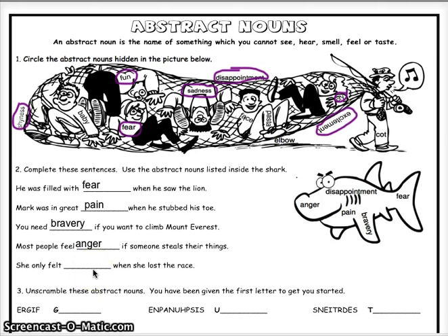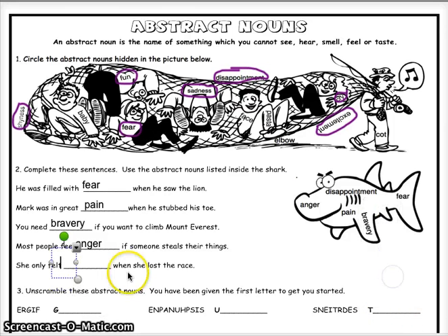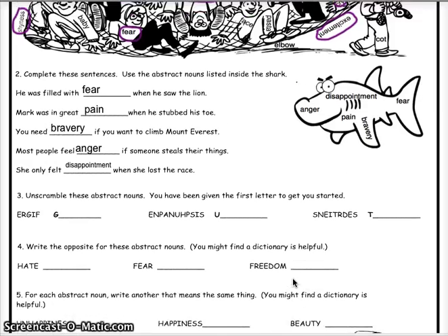Last sentence. She only felt blank when she lost the race. Well, our last one is disappointment. And yes, you can feel disappointment, but you can't touch it. So that is an abstract noun. Get that a little bit smaller so it'll fit onto my line. There we go. All right, let's scroll on down.